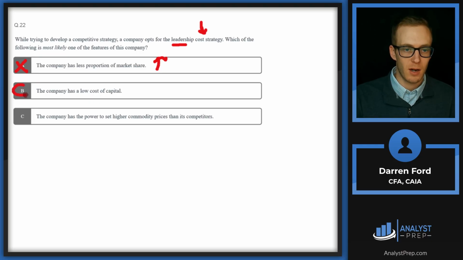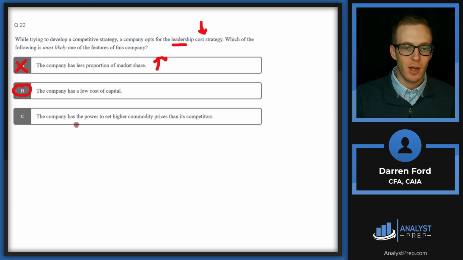B, the company has low cost of capital. That could certainly be our answer. In order to have the lowest cost, one of the main inputs there is your cost of capital. So if you can drive down that cost, then you should have a better chance at having a lower cost of production in general.